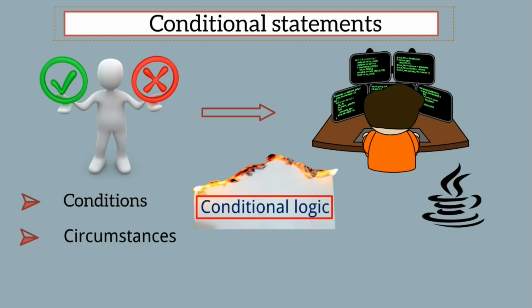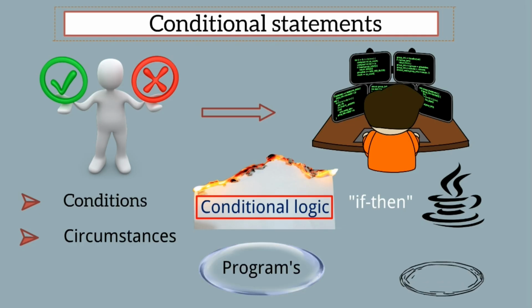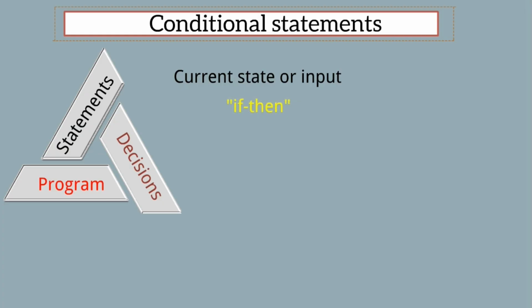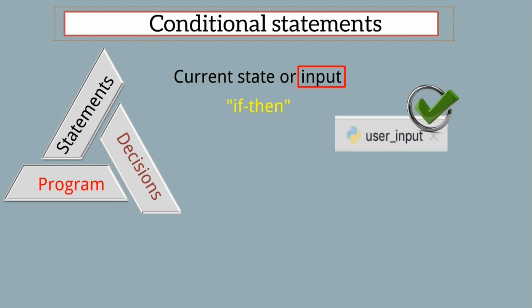So conditional logic in Java refers to the use of if-then statements and related constructs to control the flow of a program's execution based on certain conditions. These statements allow a program to make decisions and take different actions depending on the current state or input. One common use of the if-then condition is to check the input values entered by the user to ensure they are valid before performing any further processing.